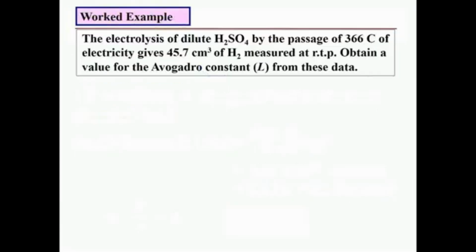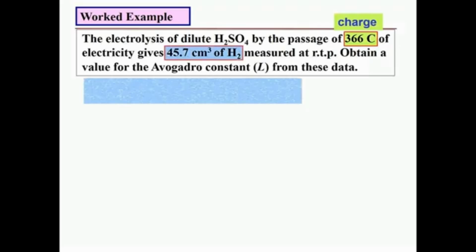Now, let's look at how that relation can be used in calculations involving electrolysis. Here, we have 366 coulombs of charge being passed through to liberate 45.7 cm cube of hydrogen gas, which works out to be 1.90 times 10 to the minus 3 mole, by taking the volume of hydrogen gas divided by the molar gas volume at RTP, which is 24 dm cube, changed to cm cube becomes 24,000 cm cube.